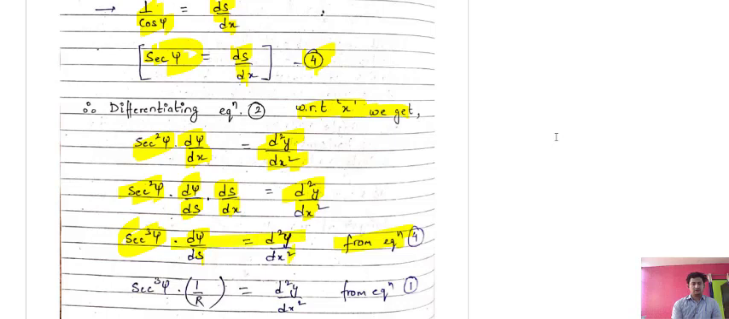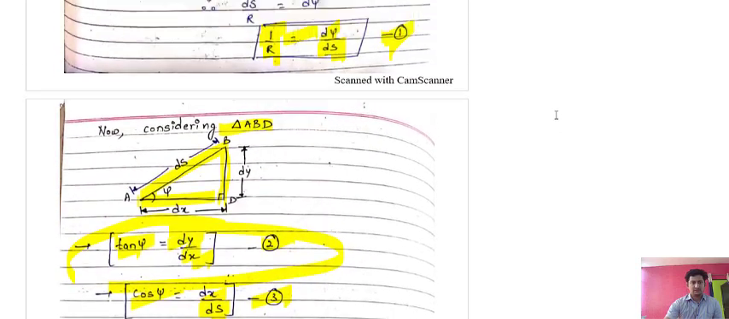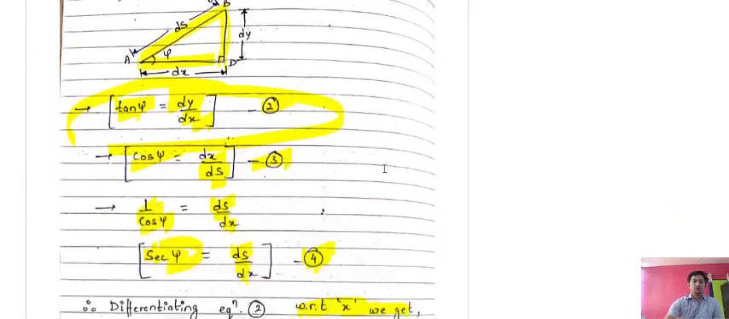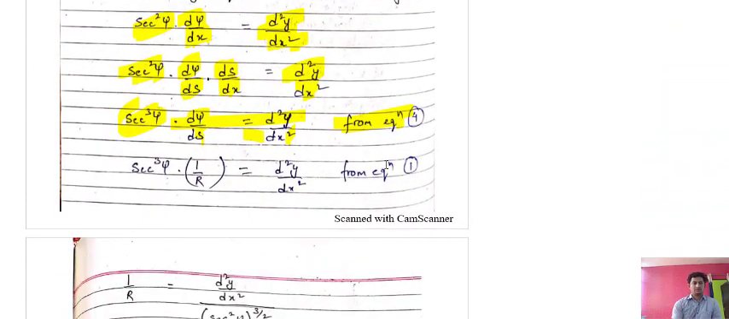The equation will remain the same now. Now, in this term d psi upon ds, you can see that the first equation was d psi upon ds. This term is equal to 1 upon r, so I will replace that here. So d psi upon ds is equal to sec cube psi into 1 upon r, equal to d square y upon dx square. This is from equation 1.